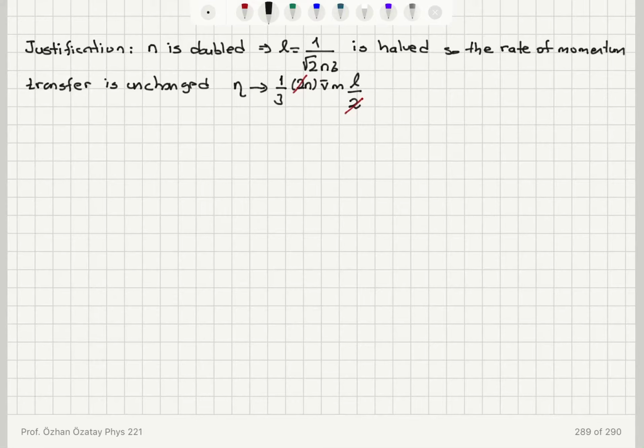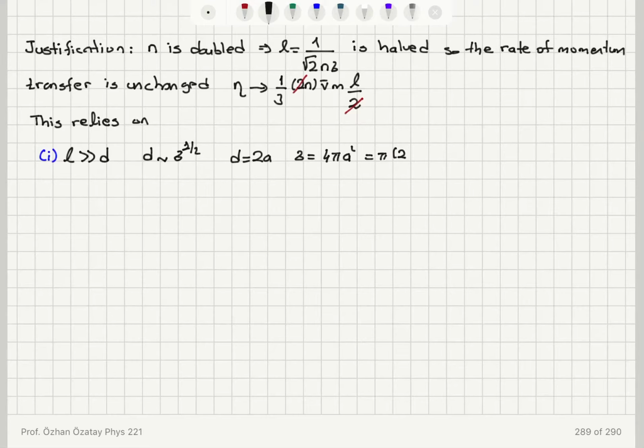So this basically relies on the following assumption. First, we have the mean free path much greater than the diameter of the molecules, and the diameter of the molecules is proportional to the total scattering cross-section to the power 1/2. So if you remember, if d is equal to 2a, the total scattering cross-section becomes 4 pi a squared, or pi d squared.